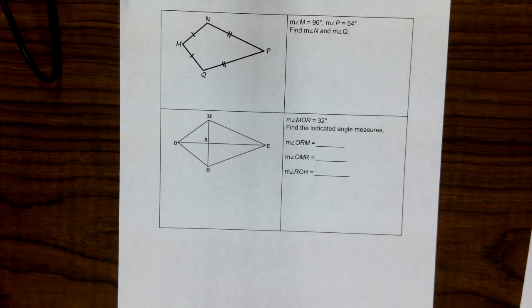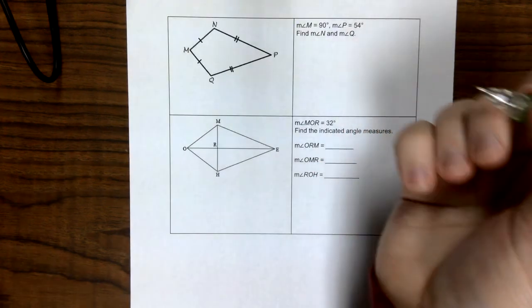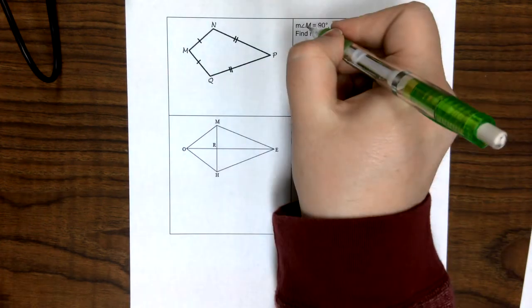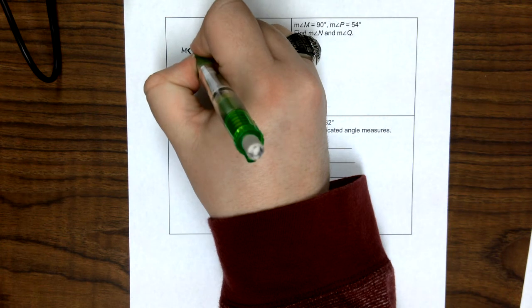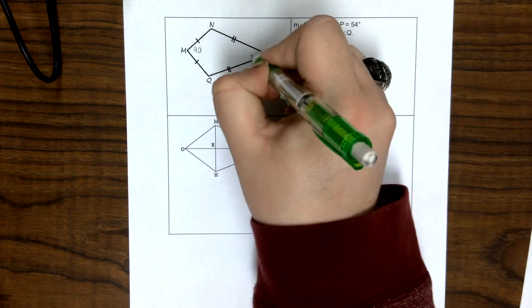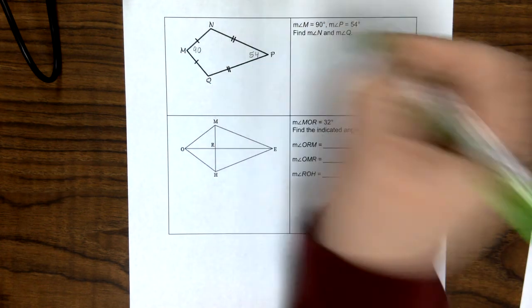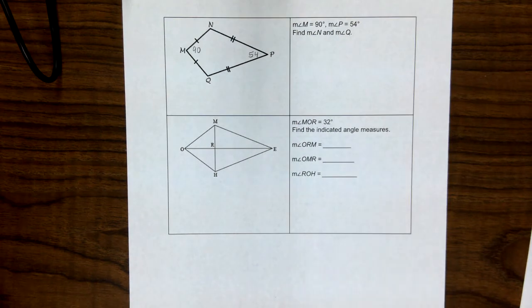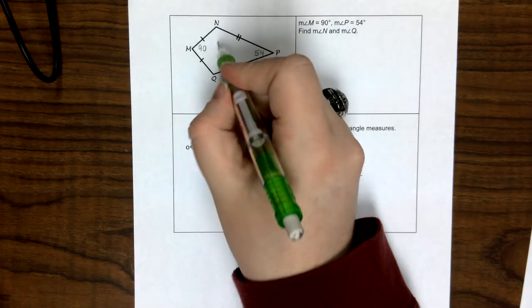Now, this first problem actually doesn't use the diagonals yet, but I want to include it because sometimes you're asked about angles in a kite, and this is the one and only time we get to talk about them. So let's label what we know. The measure of angle M is 90, and P is 54. I want to find N and Q.